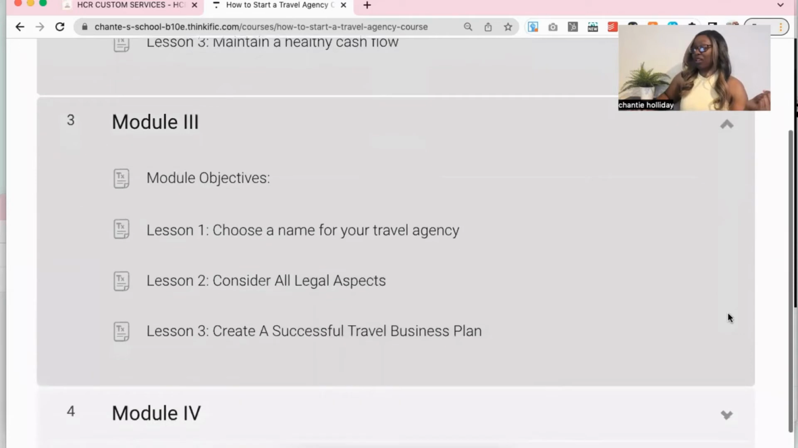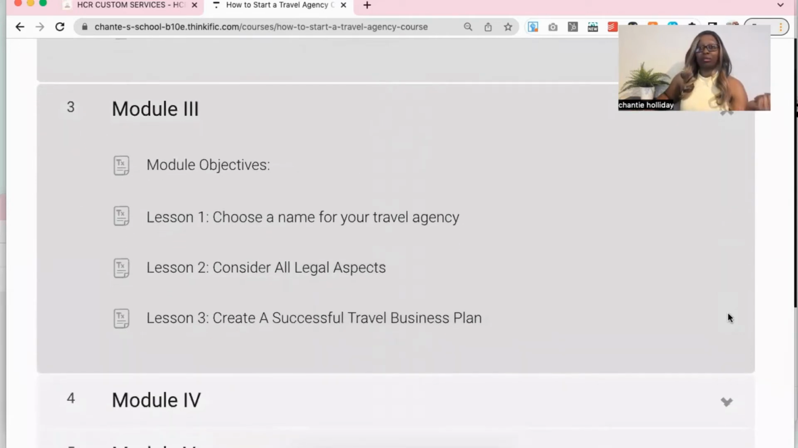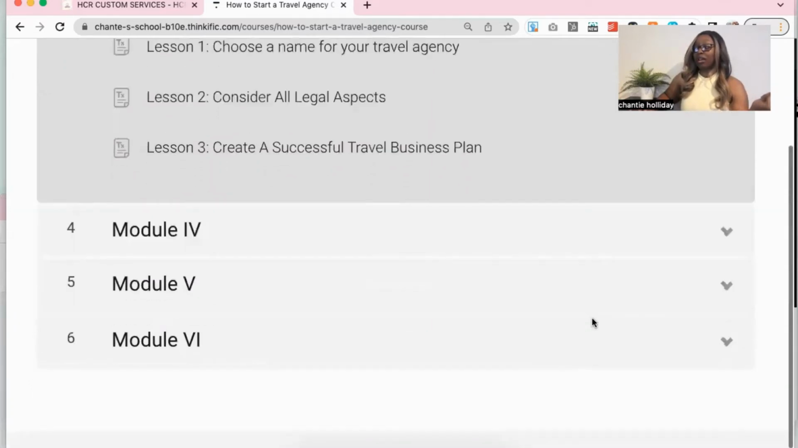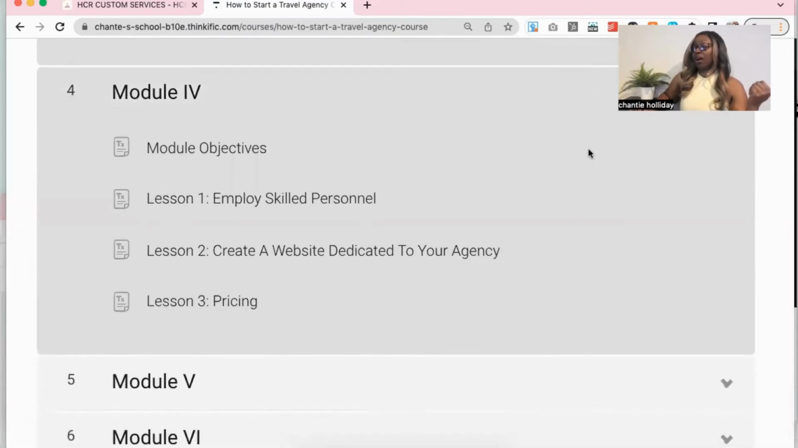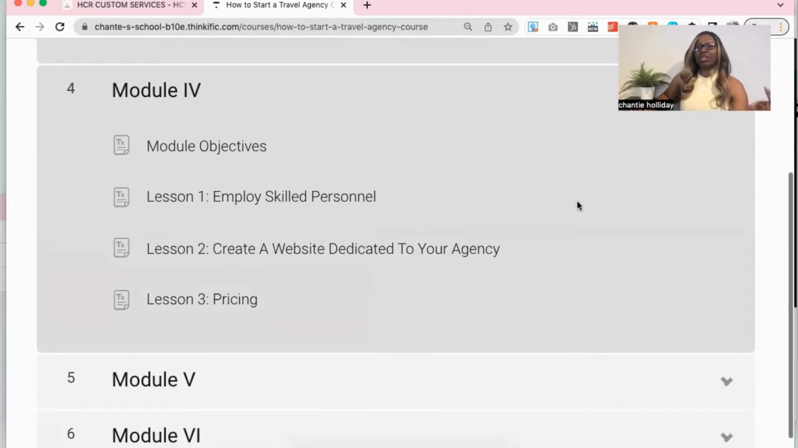In the next module, you'll be able to find the module objectives, of course. Lesson 1 is choosing a name for your travel agency. Lesson 2, consider all legal aspects. Lesson 3 is to create a successful travel business plan. Now in the fourth module, you'll have the module objectives, of course. Lesson 1 is to employ skilled personnel. Lesson 2 is to create a website dedicated to your agency. Lesson 3 is pricing.